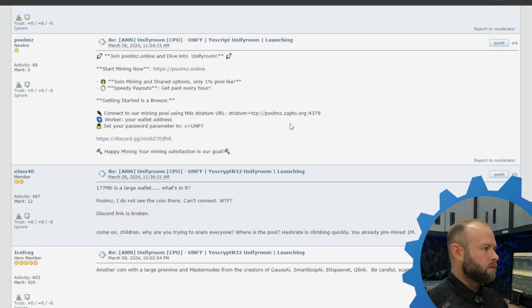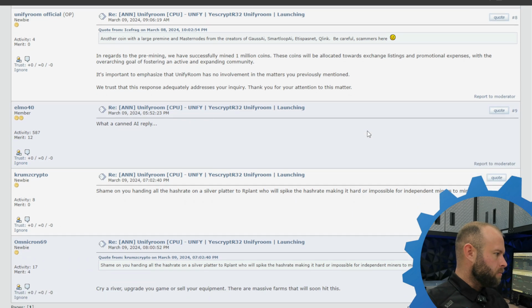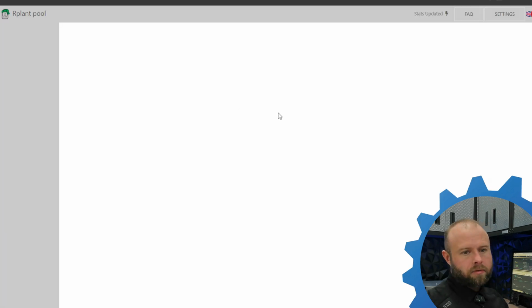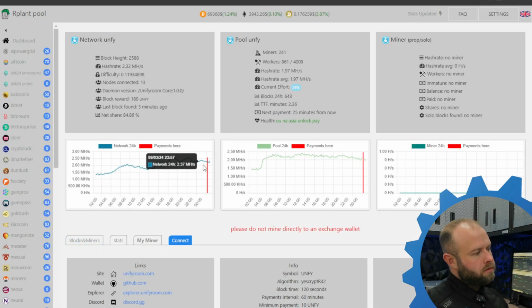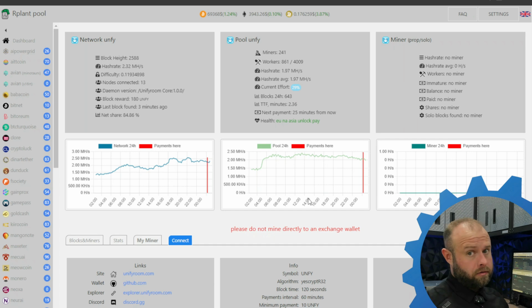There's a pool hosting it. Poolmz.online is currently hosting this. I'm not sure if rplant has jumped on it yet. Check over on rplant. Yes, they have. So UnifyCoin is on rplant. If we're taking a look here, so we did launch, there has been an increase in the hash rate. I'm assuming rplant's going to suck up most of the hash rate on this. 241 miners on it currently, so if you've got a CPU mining rig, if you're into CPU mining, you may want to check out Unify Coin. Unify Room. Link in the description below.